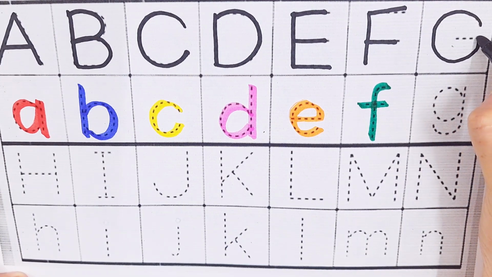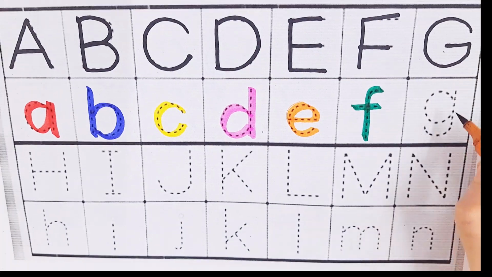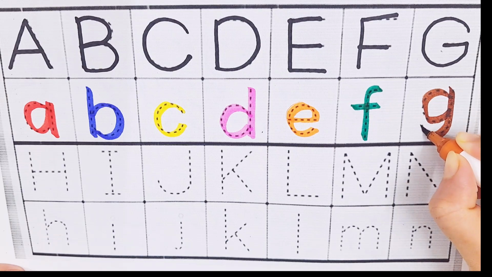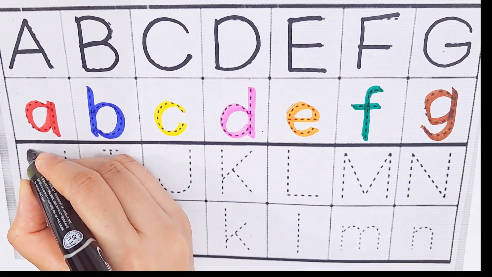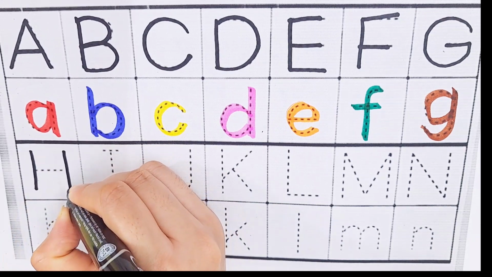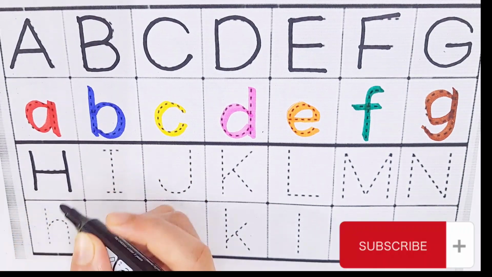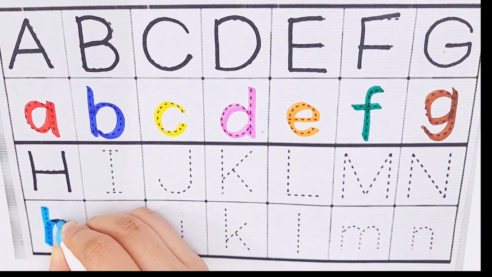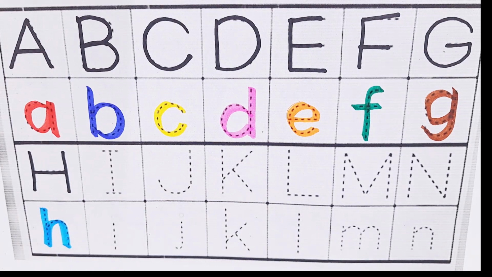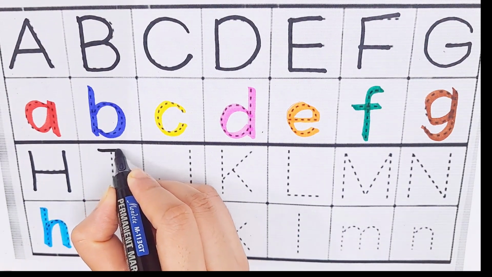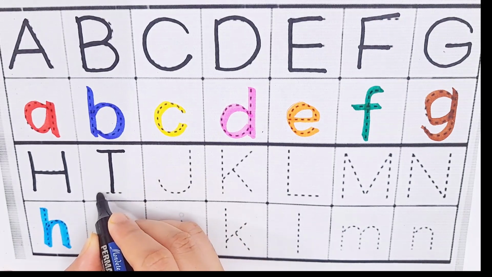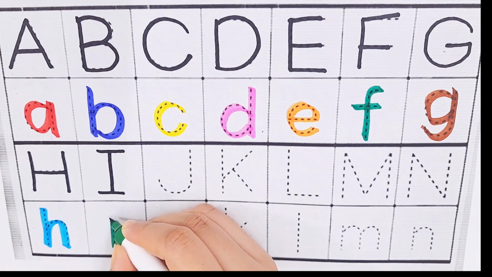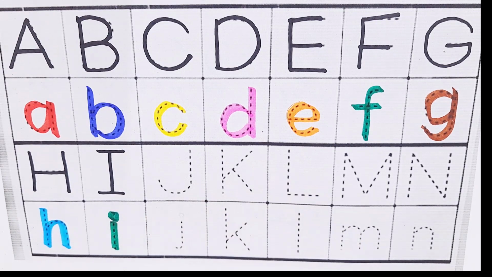G for goat. G for grapes. H for horse. H for head. I for eyes. I for insect.